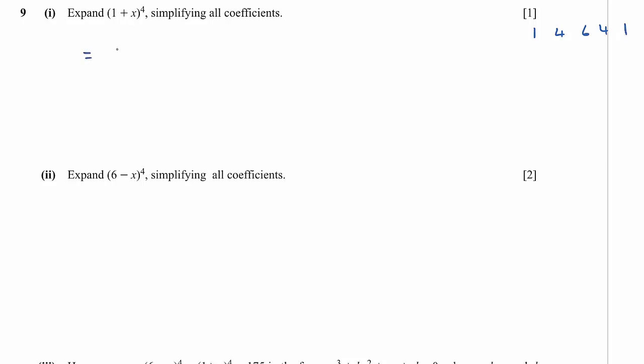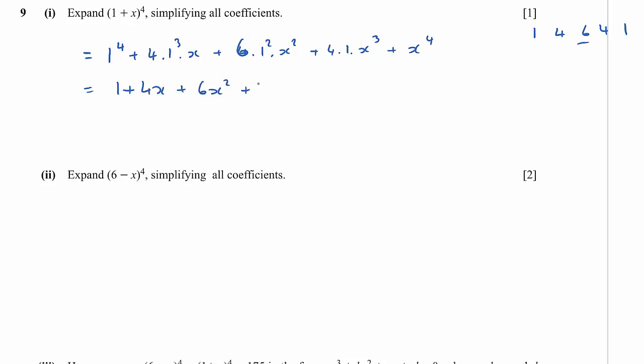So it's going to be 1 to the power 4 plus 4 times 1 cubed times x plus 4 times 1 squared times x squared. Oh, sorry, that's 6. 4, 6, 4, 1. Plus 4 times 1 times x cubed plus x to the power 4. So that's going to be 1 plus 4x plus 6x squared plus 4x cubed plus x to the 4.